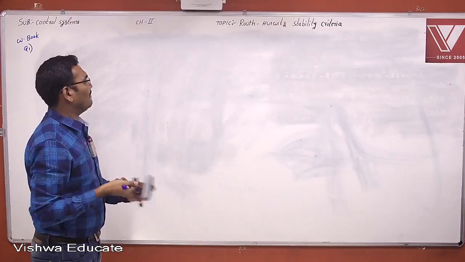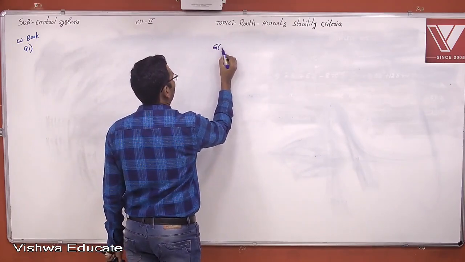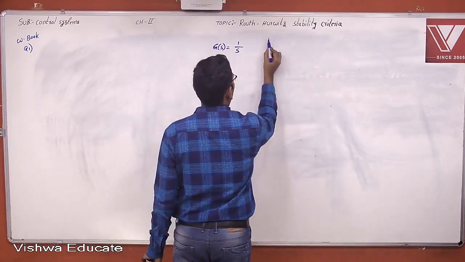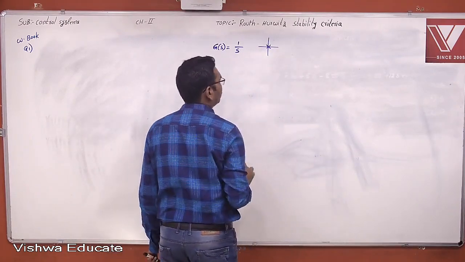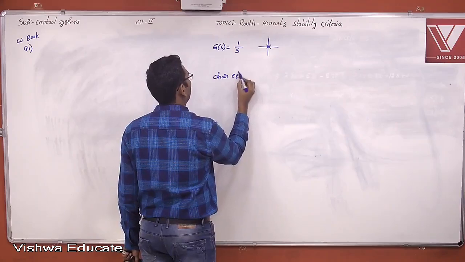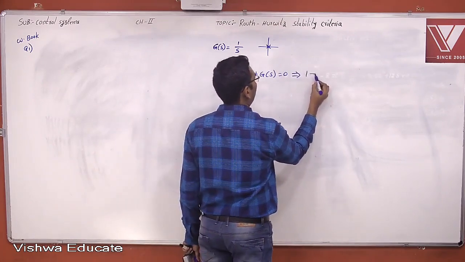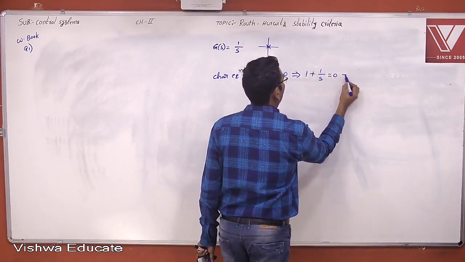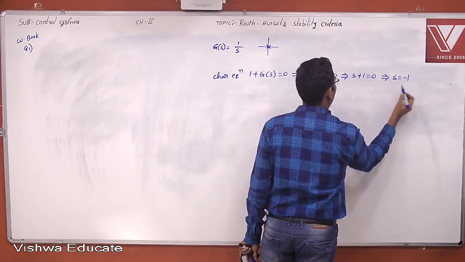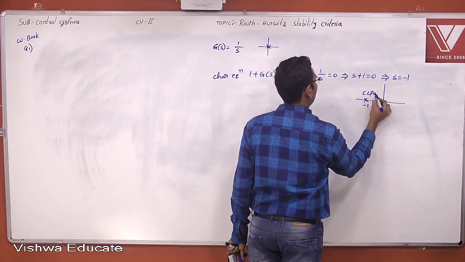Now one small example before we solve the other workbook questions. Now G of s equal to 1 by s. This open loop pole is at origin. And what is the closed loop pole? I can write the characteristic equation 1 plus G of s equal to 0, and this is nothing but 1 plus 1 by s equal to 0, so s plus 1 equal to 0 and s equal to minus 1, and this is the closed loop pole at minus 1, and the closed loop control system is stable.